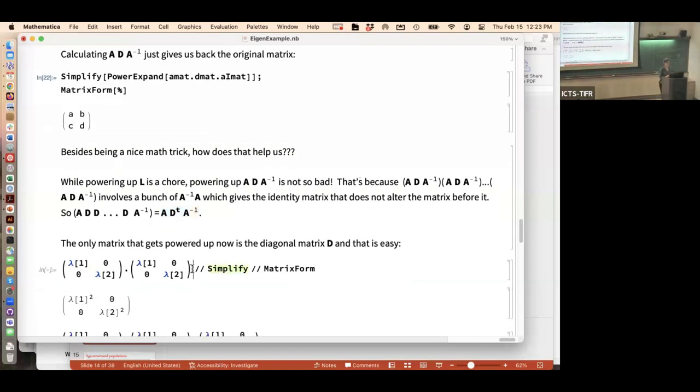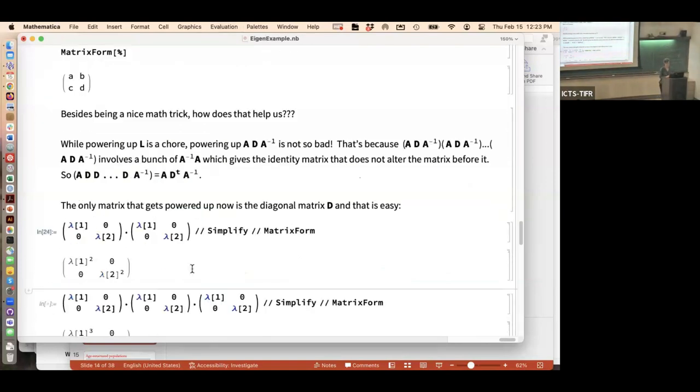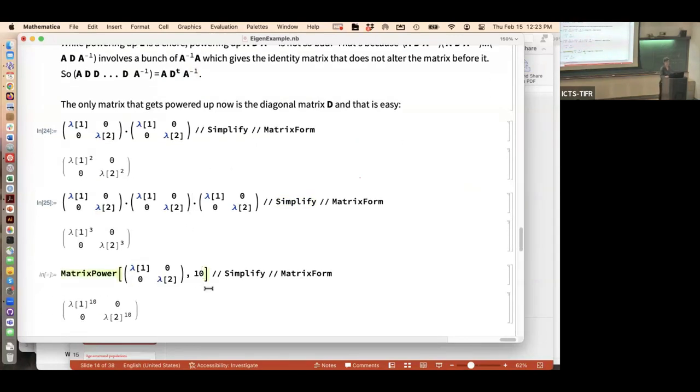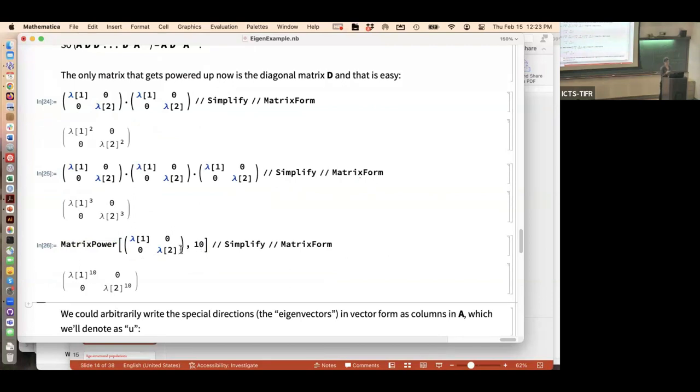And this is just getting Mathematica to do that powering up and to confirm with you that no matter how many times I take this matrix and I multiply D by itself, I just get the diagonal elements raised to the power. Whatever, I can do that for time T. Okay.